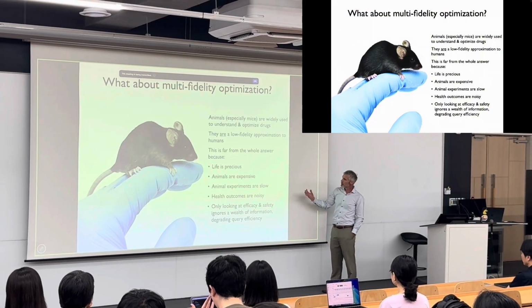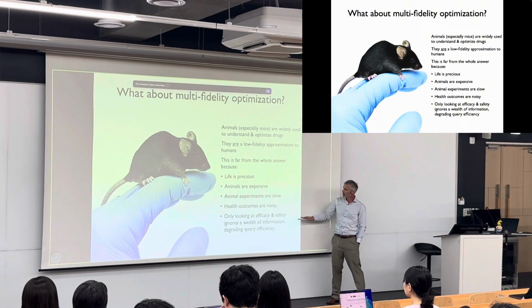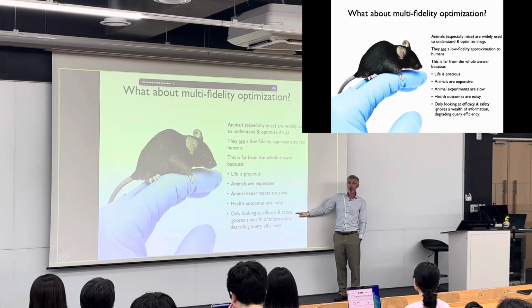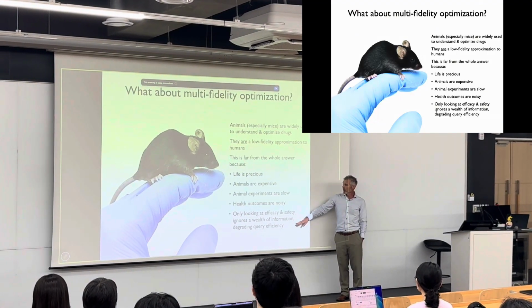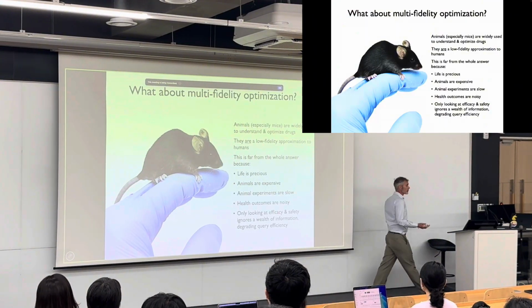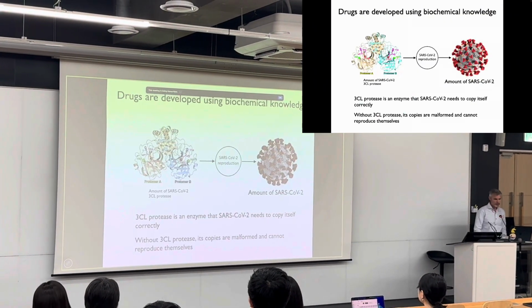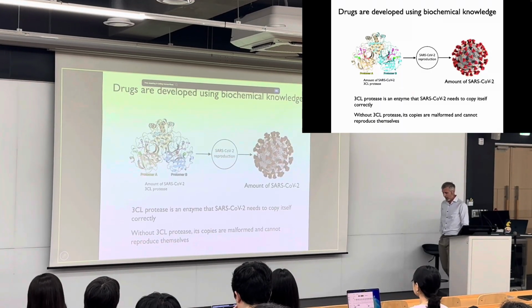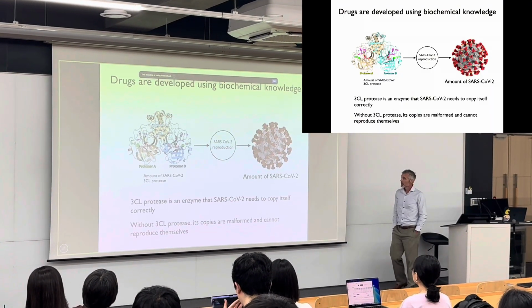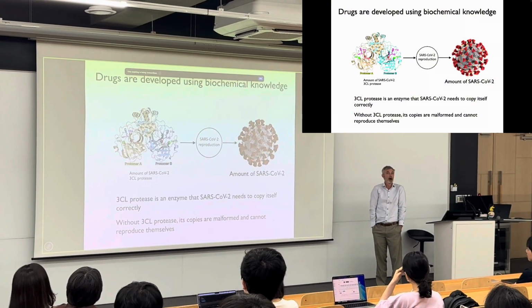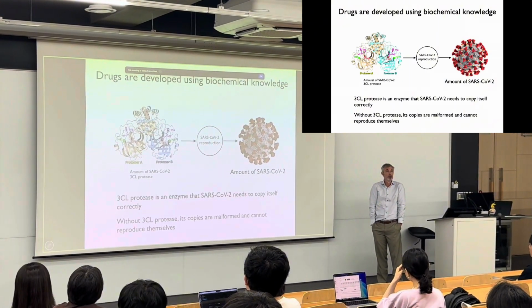There's an opportunity to do much better, which is, if you only look at efficacy and safety when you run these animal experiments, you're ignoring a wealth of information which is causing you to take longer than necessary to do drug discovery. So if you think about how drugs are actually discovered, we bring to bear a wealth of knowledge about biochemistry and biology.